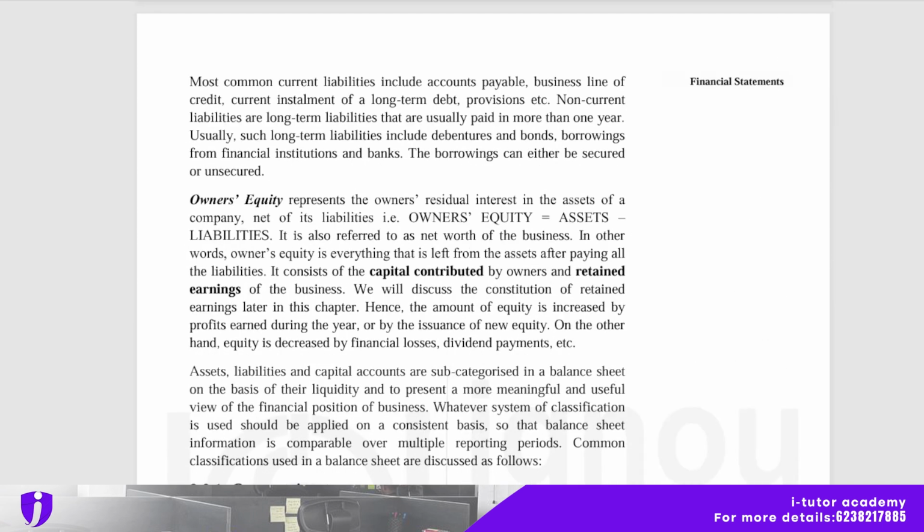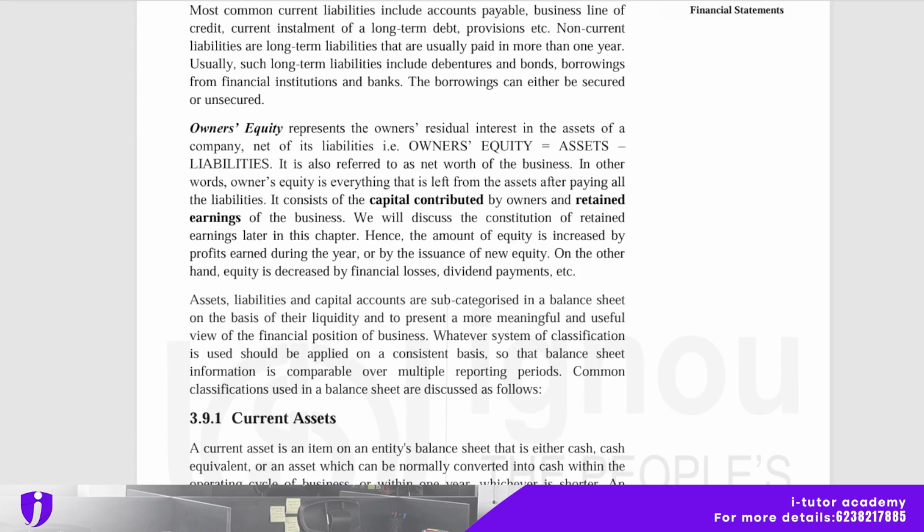And owner's equity. Owner's equity represents the owner's residual interest in the assets of a company net of its liabilities. Owner's equity is equal to assets minus liabilities. It is also referred to as net worth of the business. In other words, owner's equity is everything that is left from the assets after paying all the liabilities. It consists of the capital contributed by owners and retained earnings of the business.